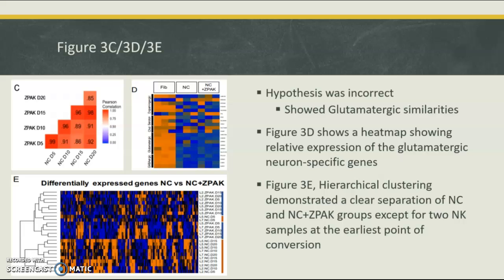Lastly, in figure 3E, it shows a hierarchical clustering demonstrated a clear separation of NC and NC plus Z-Pak groups except for 2 NK samples at the earliest point of conversion. So rather than differences lying in latter days at day 20, there's actually more differences at earlier points of conversions at day 5 or earlier.